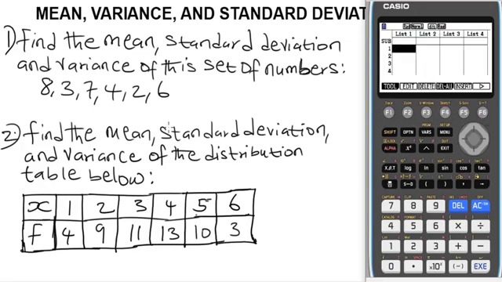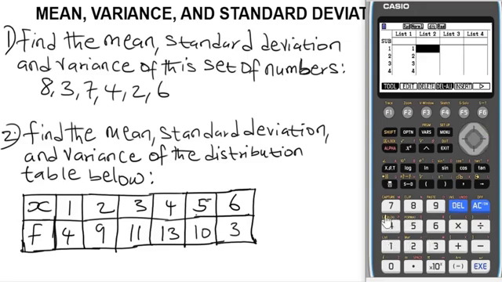Okay, now for question 2, it says find the mean, standard deviation, and variance of the distribution table below. Now for this kind of question, we have the independent variable x data and the frequency data. Alright, so we're going to make use of list 1 and list 2. So let's begin with list 1. Let's input the data there. We have 1, 2, 3, 4, 5, and 6.